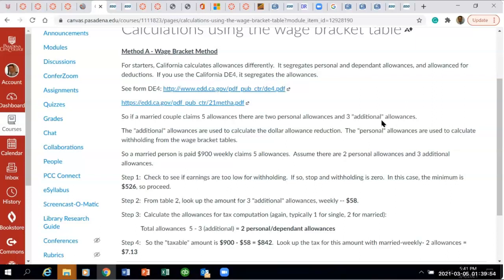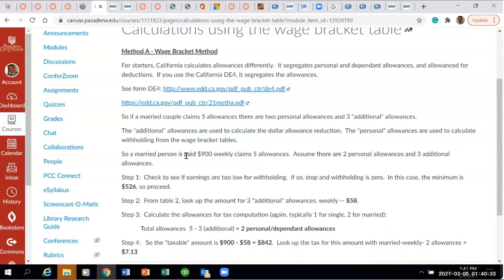Remember that the additional allowances are used to calculate the dollar allowance reduction, like the $58 that we just did. The personal allowances are used to calculate withholding from the wage bracket. So that's how in California you separate the 5 allowances into 2 pieces. Personal will be used in the tax bracket table, but the additional will be used just to give you a little bit of allowance reduction, like $58 in that example.